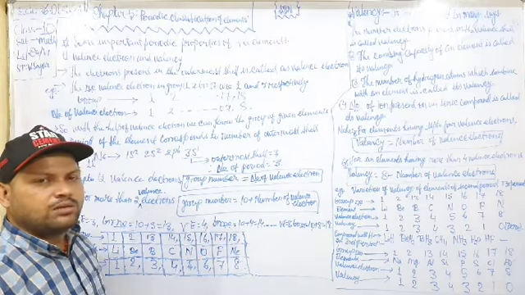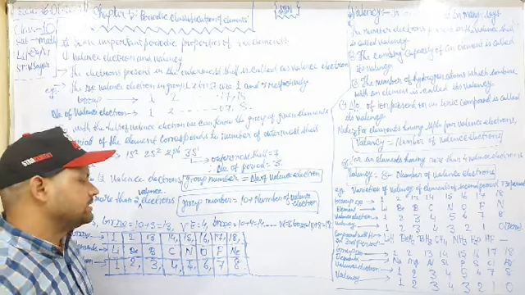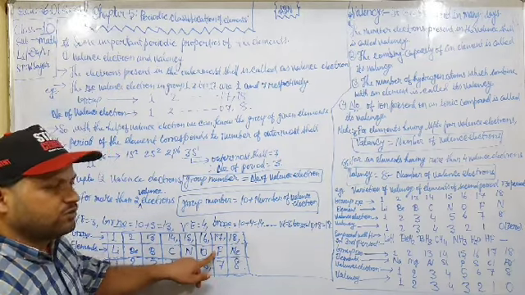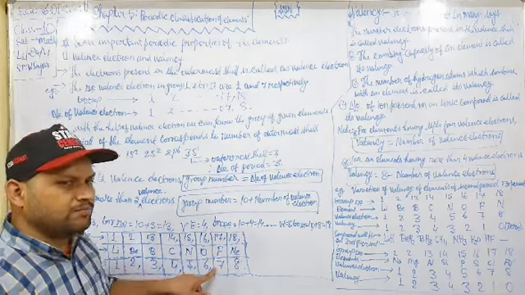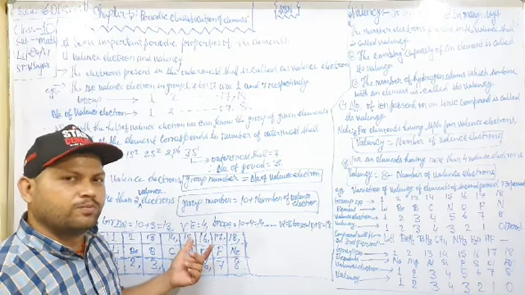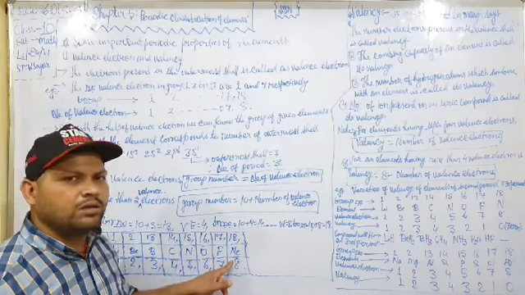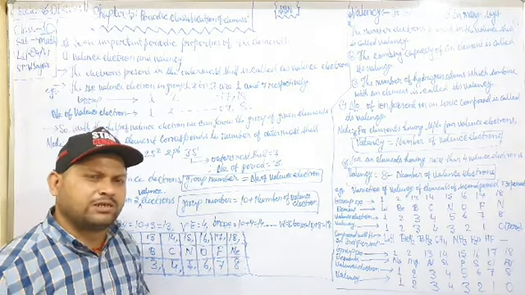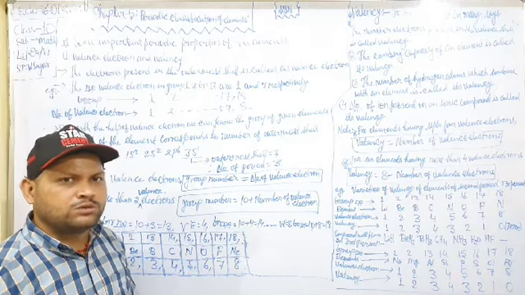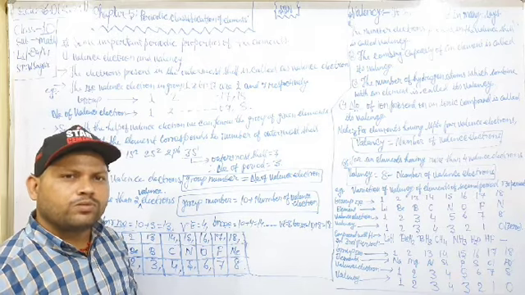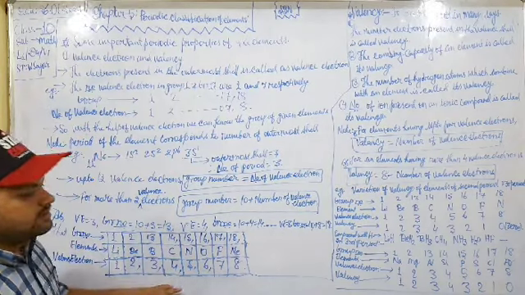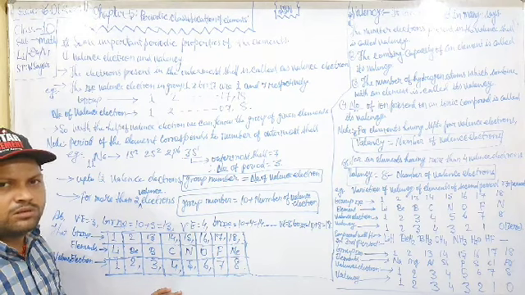For oxygen, number of valence electrons is 6. That's why it belongs to group number 16. And for fluorine, number of valence electrons is 7. That's why it belongs to group number 17. And for neon, the number of valence electrons is 8. That's why it belongs to group number 18. Understood clearly? Okay. Now these are the things about valence electrons.